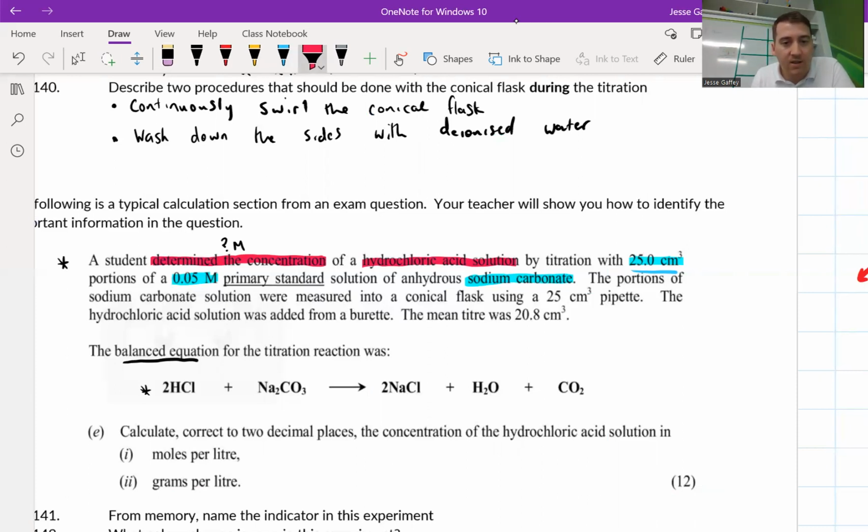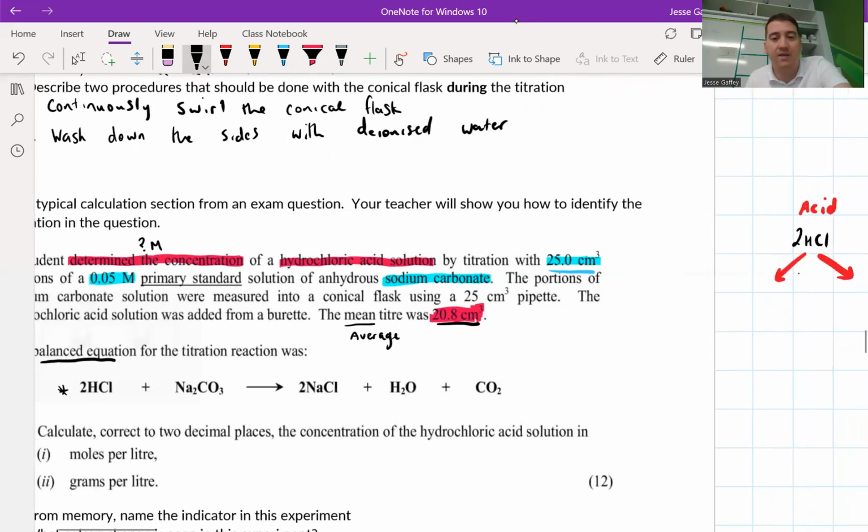The hydrochloric acid solution was added from the burette. The mean titer was 20.8 cm cubed. So this is the titration value of the acid that we added. And this word here says mean, which just means average. And you should know that in a titration, you always take the average value of your accurate titration values. So essentially, this here is the number that we need to use as our volume. It's just telling us that this was the average volume. This is what we should use in our calculation.